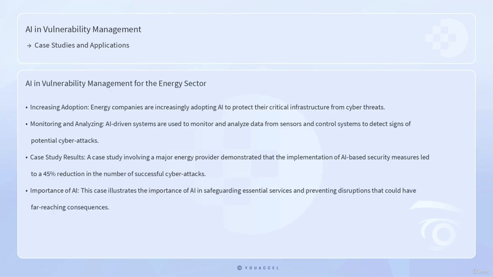AI's role in vulnerability management is further exemplified by its application in the energy sector. Energy companies are increasingly adopting AI to protect their critical infrastructure from cyber threats. AI-driven systems are used to monitor and analyze data from sensors and control systems to detect signs of potential cyber attacks. A case study involving a major energy provider demonstrated that the implementation of AI-based security measures led to a 45% reduction in the number of successful cyber attacks on their infrastructure. This case illustrates the importance of AI in safeguarding essential services and preventing disruptions that could have far-reaching consequences.